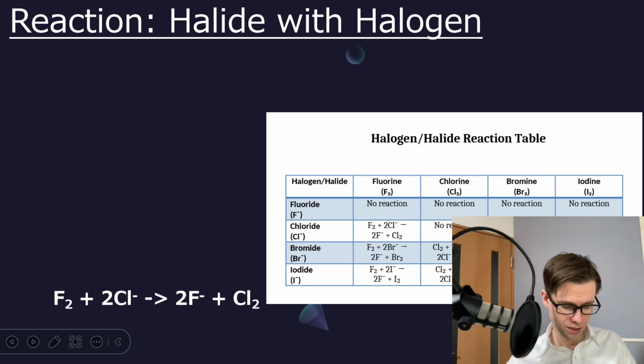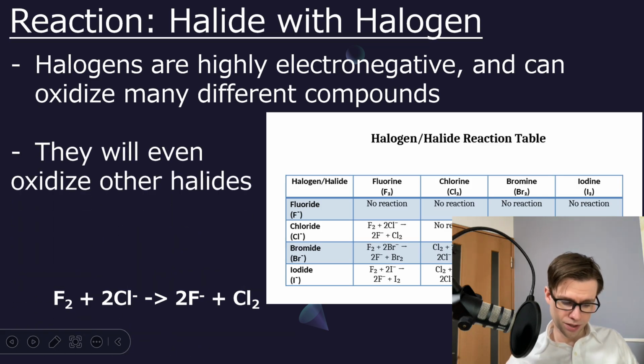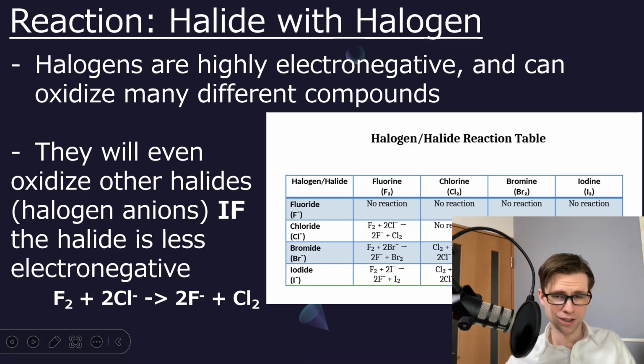the anion version. So halogens are highly electronegative. They can oxidize many different compounds because a lot of energy will be released when they gain an electron, so that tends to happen. They will even oxidize other halides, which are halogen anions, if the halide is less electronegative, right? So you can imagine these things come together, maybe you have a collision, but the electron will go to the more electronegative element. So for example here, F2 plus 2Cl- goes to 2F- plus Cl2.